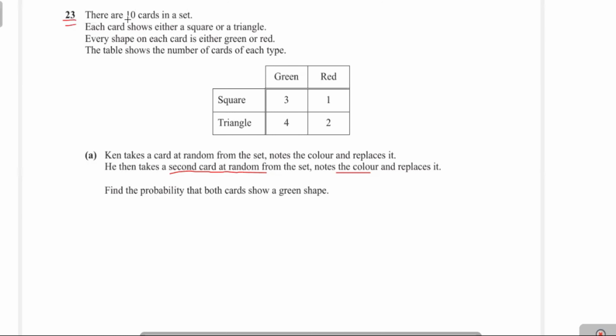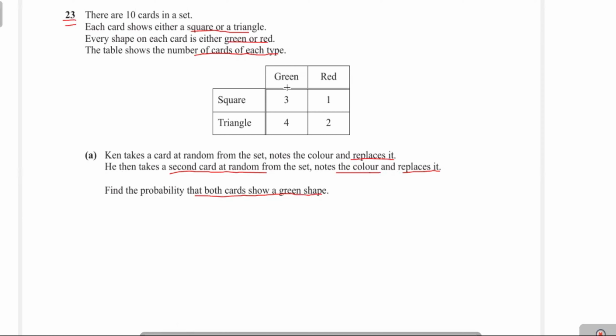Question number 23, there are 10 cards in a set. Each card shows either a square or triangle. Every shape on each card is either green or red. The table shows the number of cards of each type. Now the participant takes a card at random from the set, notes the color and replaces it. He then takes a second card at random from the set, notes the color and replaces it. The probability that both cards are green.